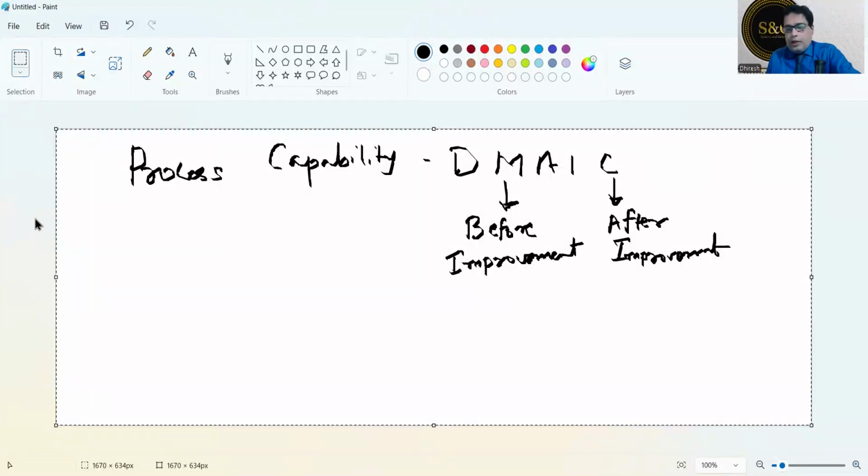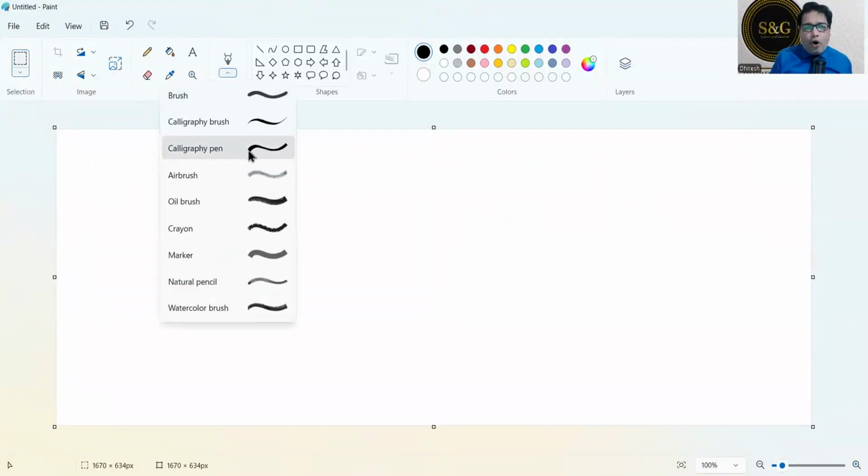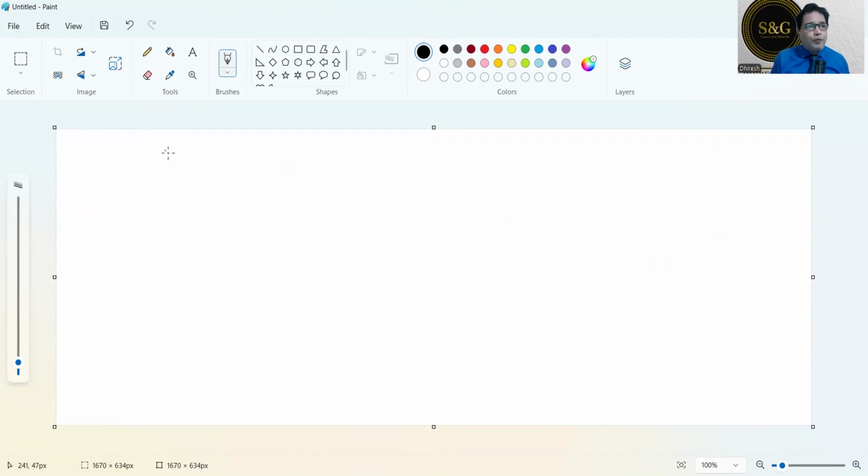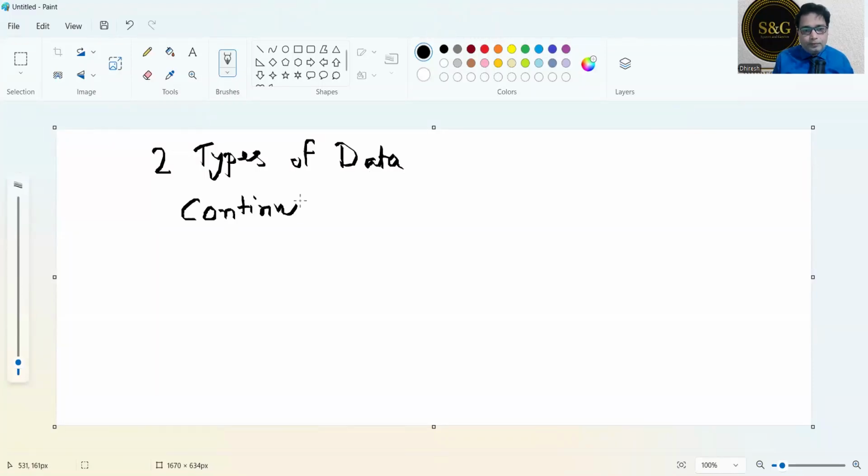Okay. Now, the data we collect is of 2 types. Type in the chat box, what are the 2 types of data? If you attended the last Monday session, you would definitely know this answer. There are 2 types of data. New people, please make a note of this. When you collect the data, there are 2 types. What are those? Yes, very good. Continuous and discrete. Absolutely right. It will either be continuous data or it will be discrete data.